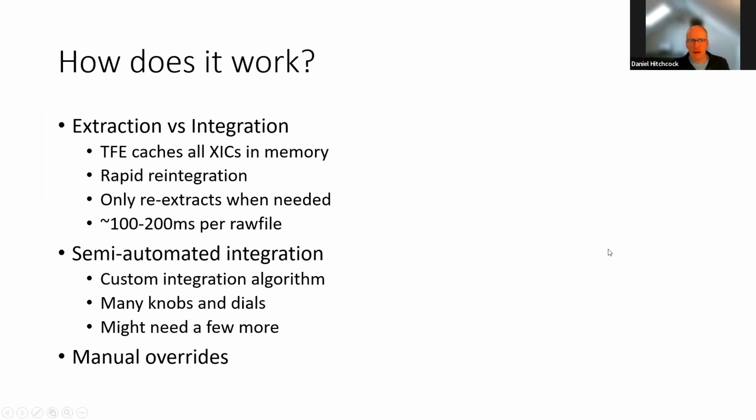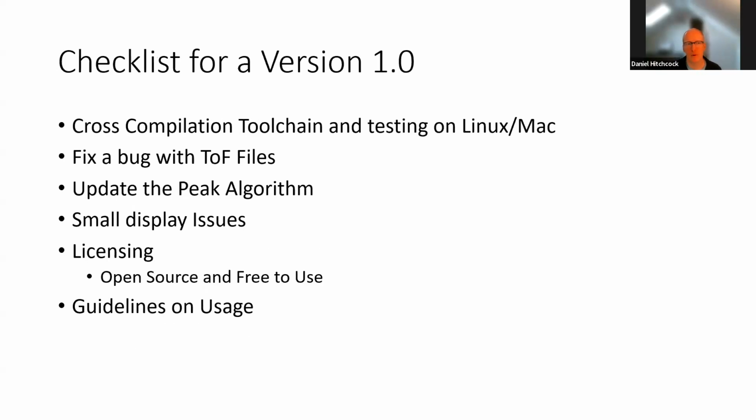Just a quick thing, we do separate the idea of extraction versus peak integration, and we cache things in memory to make it a lot faster. We only pull from raw files when needed, and there is a semi-automated integration algorithm that can be overridden very easily.